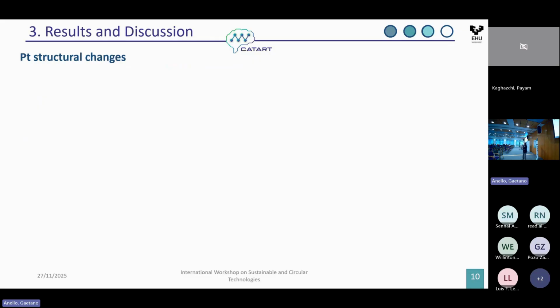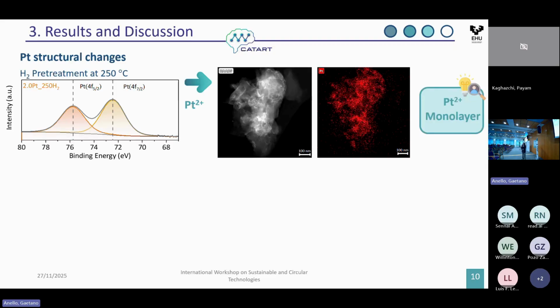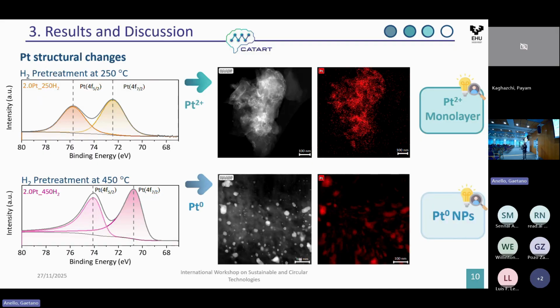So we decided also to make an XPS analysis of this metal, and we saw that treating at 250, we were getting platinum +2, and also with EDX, we saw that we were generating a platinum +2 monolayer on our catalyst. Nevertheless, in the hydrogen pretreatment, this was not the case. In this case, we were working with metallic platinum, and also we were generating nanoparticles on the catalyst.